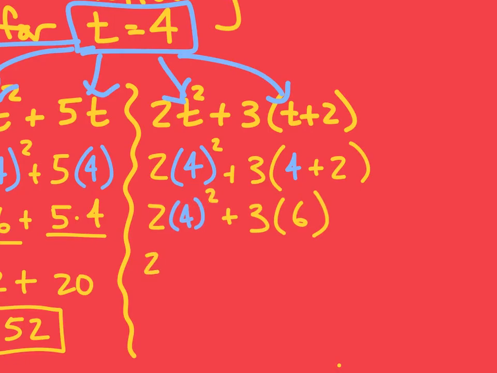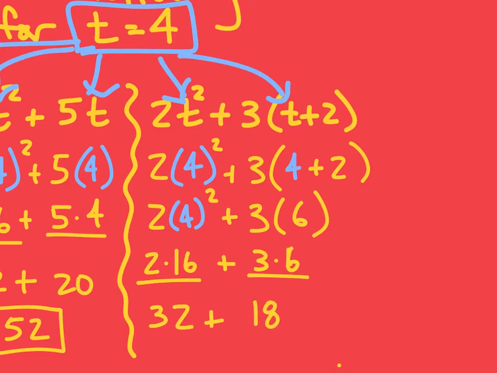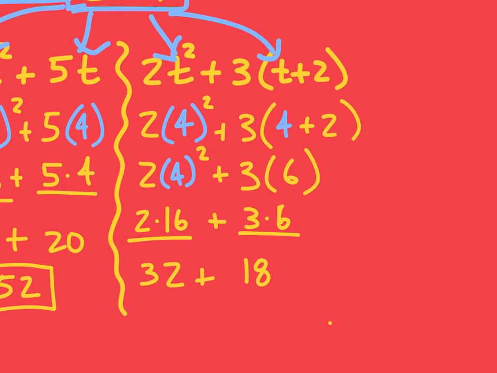So I'm going to do 2 times 16 plus 3 times 6. Now 2 times 16, that's going to give me 32, plus 3 times 6, which is 18. So what I'm doing, remember, is the multiplication first, and then I add second. So now 32 plus 18, what is that going to give me? 32 plus 10 is 42 plus 8, which is 50. So we get a total value of 50 here.